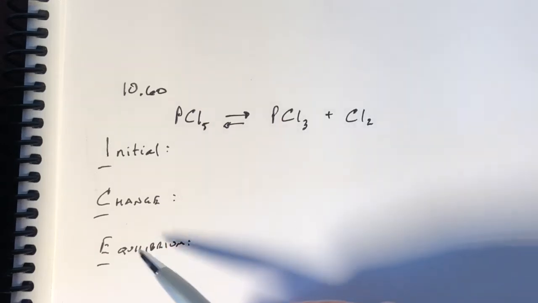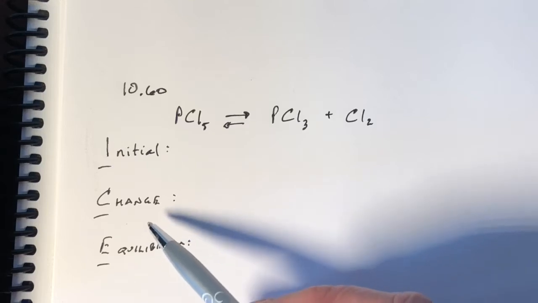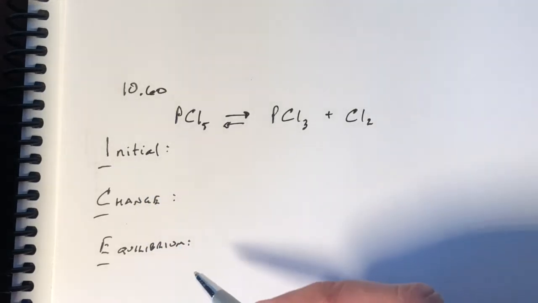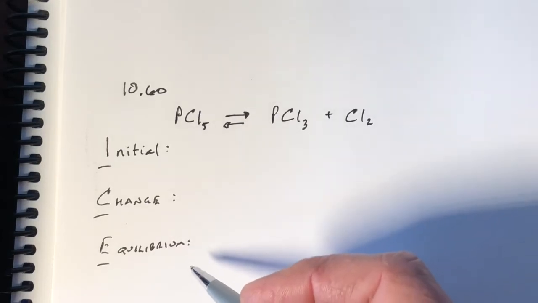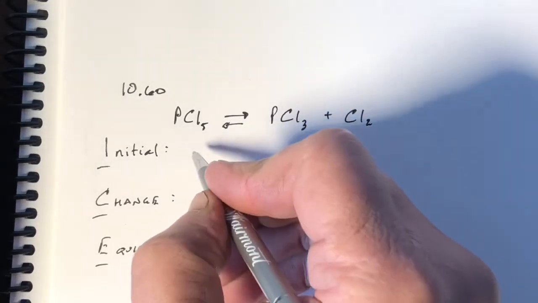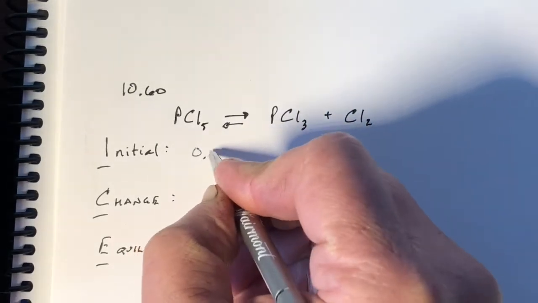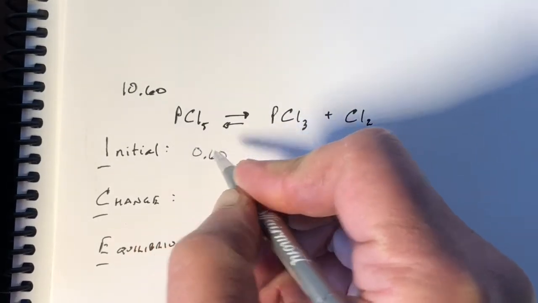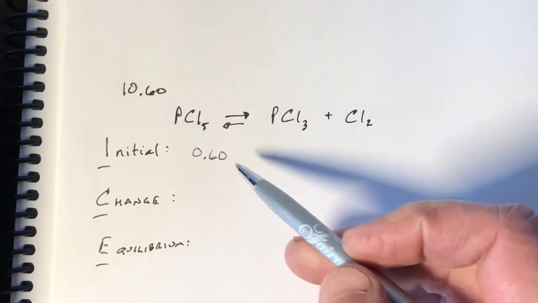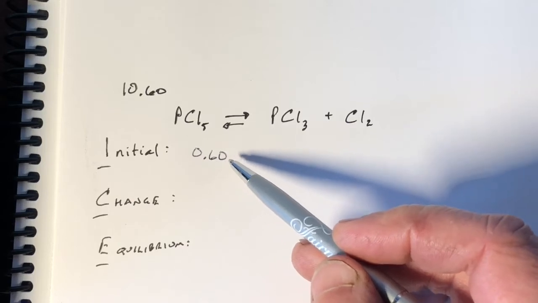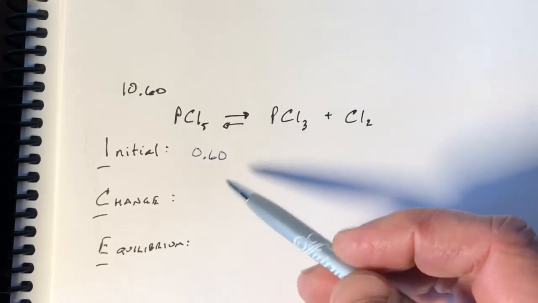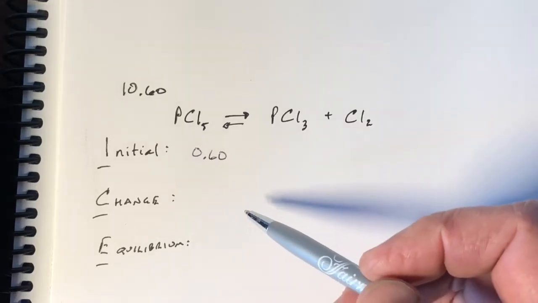So again, this is what the ICE box technique startup looks like, where we write down what we know and then we figure out how to solve for the missing pieces. In the problem, they tell us that initially we have 0.6 moles of the PCl5 in a 1 liter container. So we have moles per liter, which is a concentration. They tell us moles, they tell us it's 1 liter. We really care about concentration, which, because it's 1 liter, is the same as the number of moles.